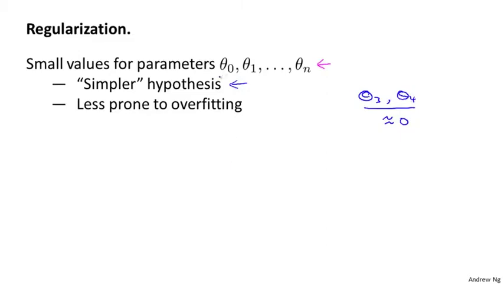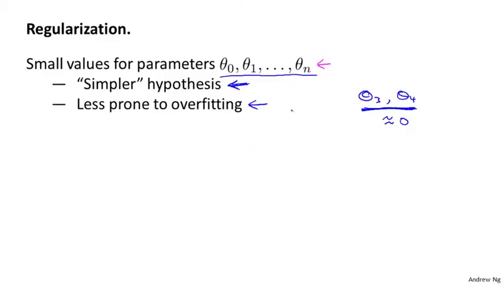But more broadly, if we penalize all the parameters, usually we can think of that as trying to give us a simpler hypothesis as well, because when these parameters are close to 0, in this example, that gave us a quadratic function. But more generally, it's possible to show that having smaller values of the parameters corresponds to usually smoother functions as well that are simpler, and which are therefore also less prone to overfitting.